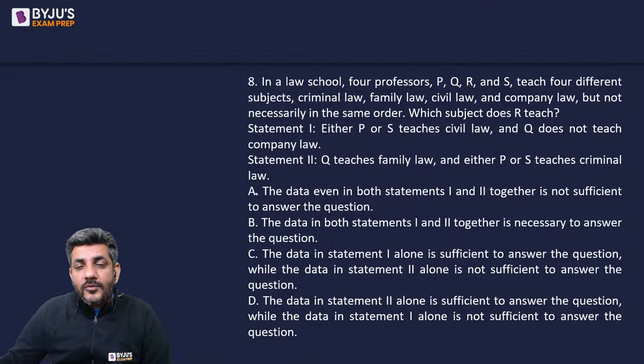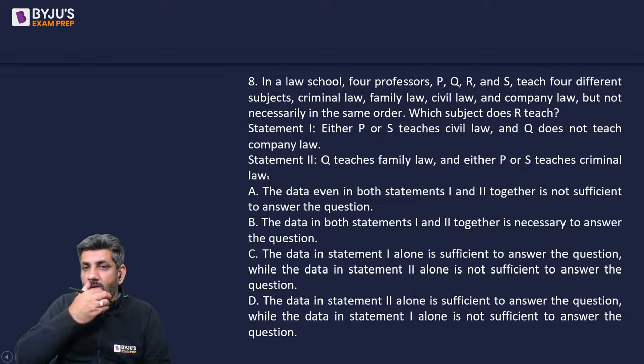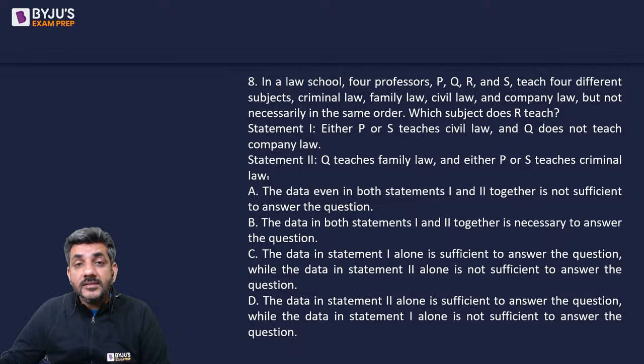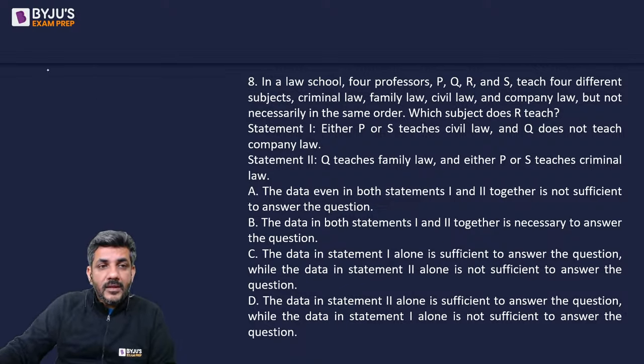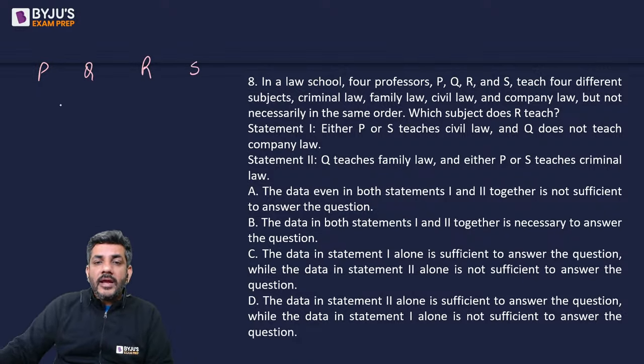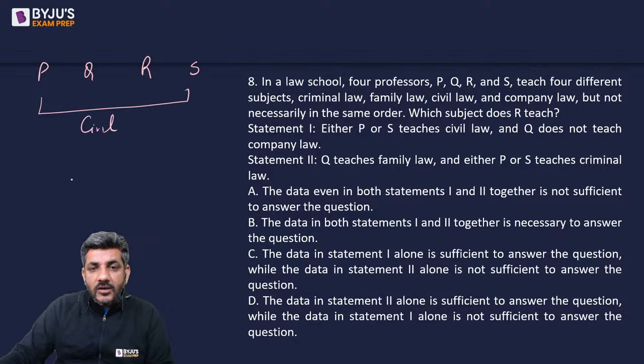In a law school, 4 professors PQRS teach 4 different subjects: criminal law, family law, civil law, and company law, but not necessarily in the same order. Which subject does R teach? Statement 1. So we have 4 people, P, Q, R, and S. Statement 1 क्या कहती है? Either P or S teaches civil law. So these two guys, one of them is teaching civil law, and Q does not teach company law. So Q is not teaching company law.